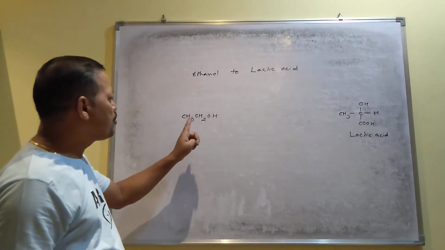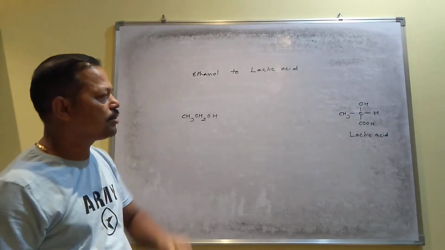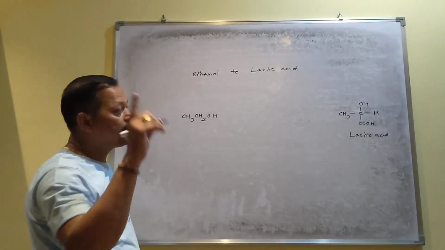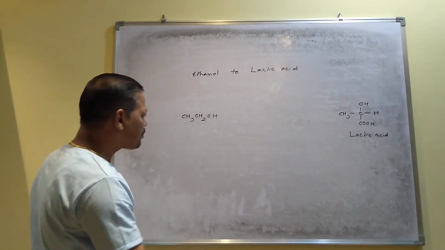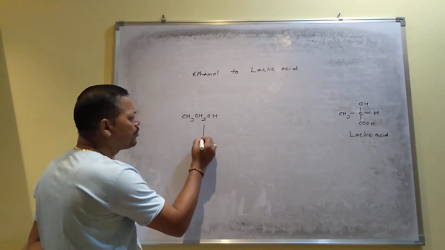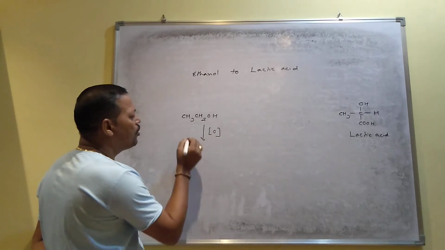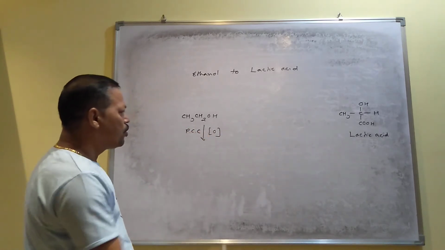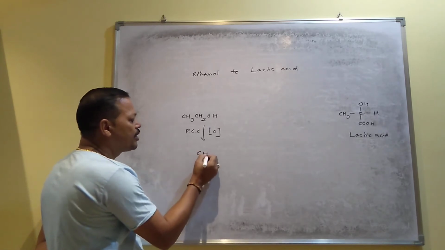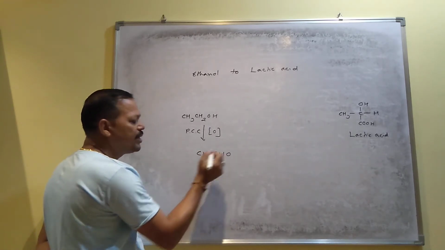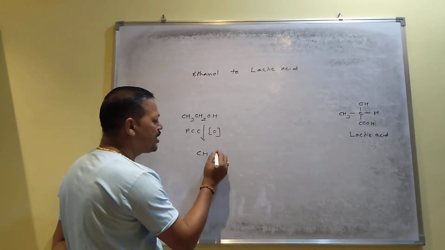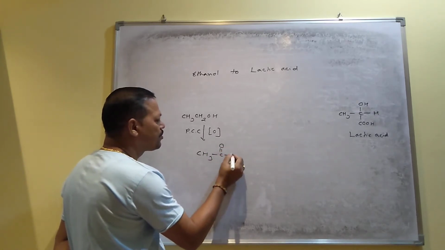Now if you want to convert ethanol to lactic acid, how do you convert? So here you can apply the nucleophilic addition reaction. I will show you. First you do oxidation of the alcohol by applying a weak oxidizing agent like PCC. When alcohol undergoes oxidation, it produces an aldehyde, CH3CHO, and CH3CHO, you know, is like this.